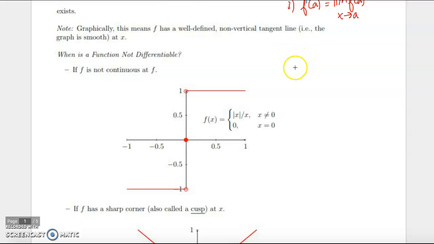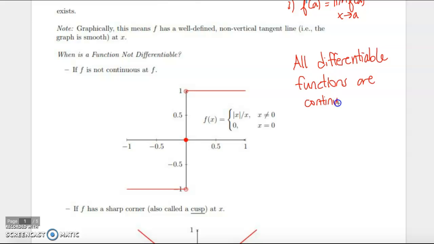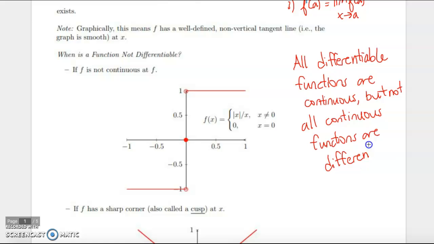One of those fun sentences goes that all differentiable functions are continuous. But one thing that doesn't necessarily have to be true is that all continuous functions, let's write functions correctly, are differentiable. So all differentiable functions are continuous, but not all continuous functions are differentiable.